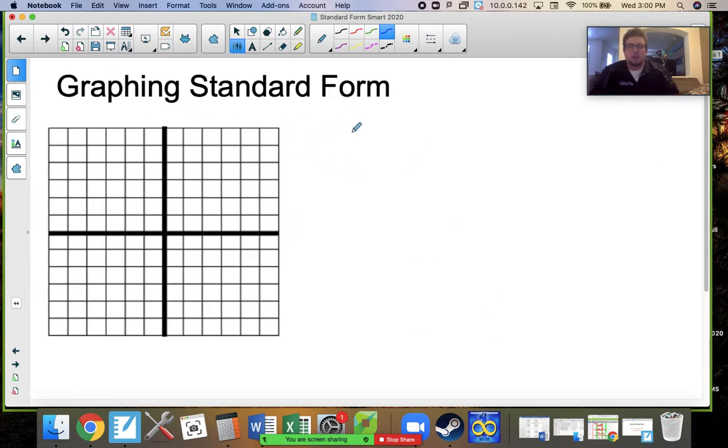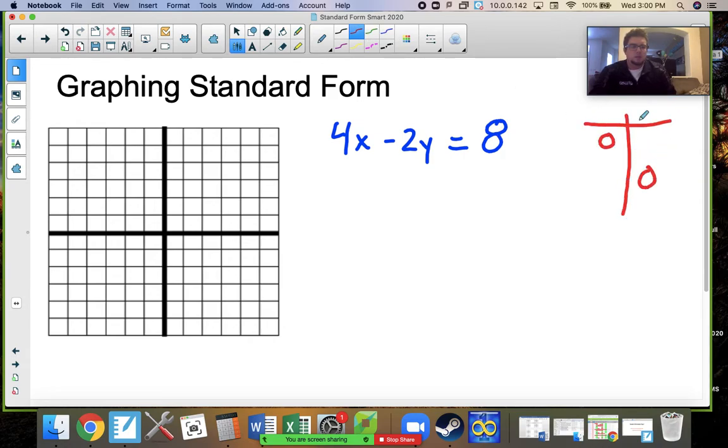All right, so let's graph some of these standard forms. Maybe we've got 4x minus 2y equal to 8. All right, so I've got my table here. So what happens is with the 0 going in for this x, that part of the equation gets taken care of. So I have -2y equal to 8. I divide both sides by -2. And y equals -4.